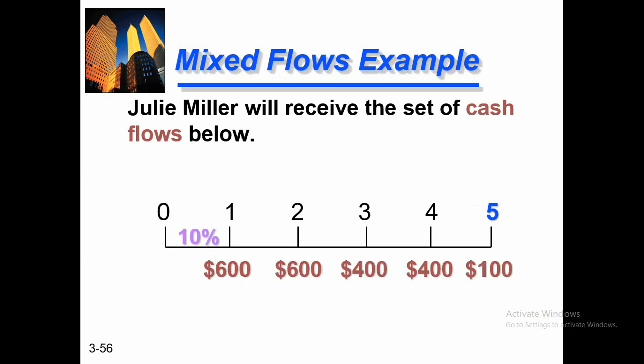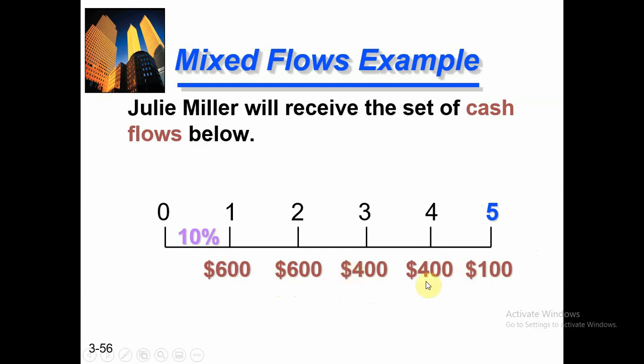Here is the graphical representation of the payment. Julie Miller will receive the set of cash flows below. Here is the time period 0, 1, 2, 3, 4, 5. In the first year, Julie Miller is receiving the amount 600. In the second year it is the same amount. In the third year, he is getting 400, and the fourth year is also the same. And in the fifth year, he is getting $100. If we observe the payments, the cash inflows are not similar, they are not identical, they are changing over the time period.